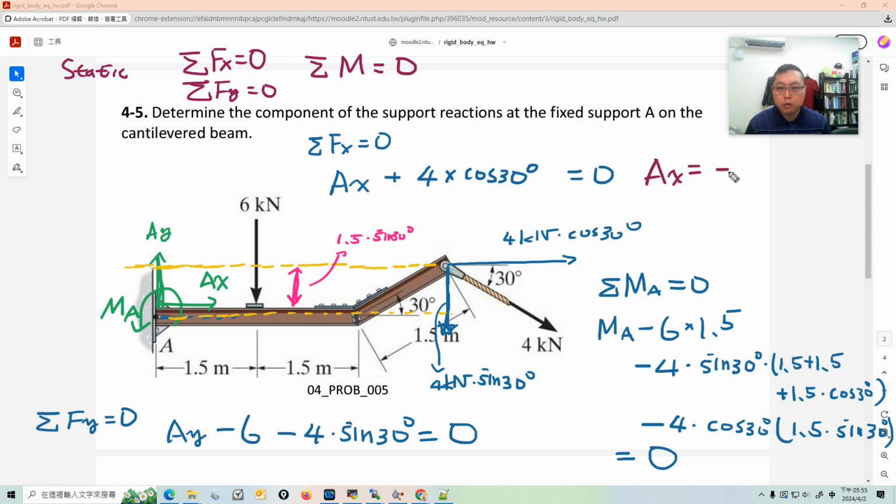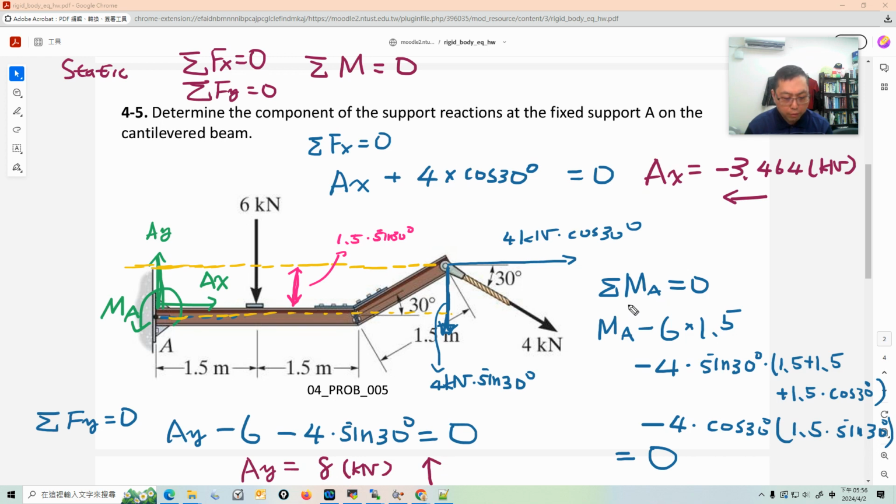AX is equal to minus, let me see my answer. I think it should be minus 3.434 kilonewton. Initially we assume it points to the right, but we get a negative answer. That means the real direction points to the left. And for AY, if you use your calculator, don't forget to use your calculator, AY will be 8 kilonewton, and it points up. We initially assumed it points up, and we get a positive answer, which means it really points up.